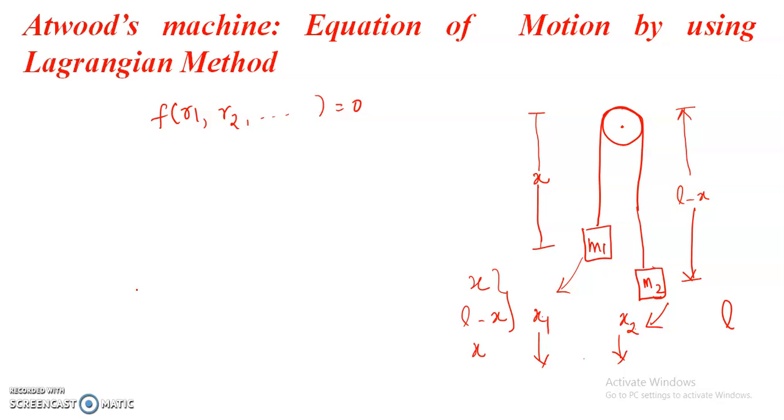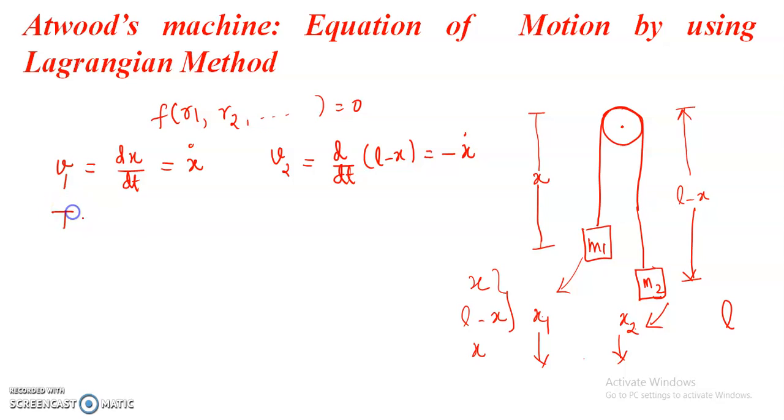Now we can write the velocities of masses m1 and m2. The velocity of the first mass m1, v1, equals dx by dt, and it is equal to x dot. The velocity of the second mass is equal to d by dt of its displacement. Its displacement is nothing but L minus x, so it is equal to minus x dot.